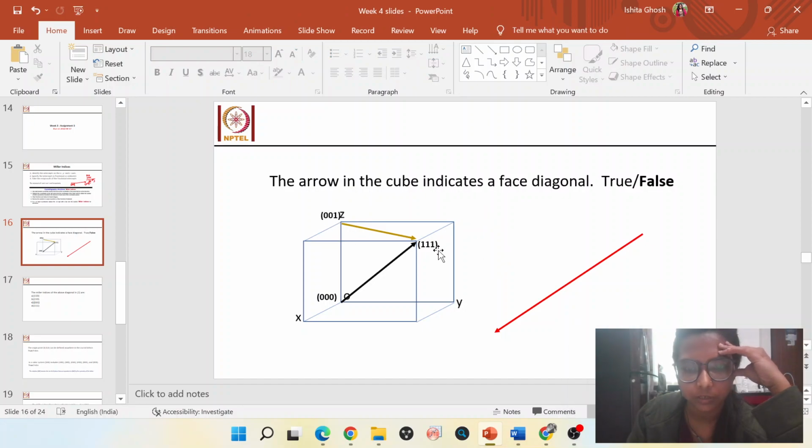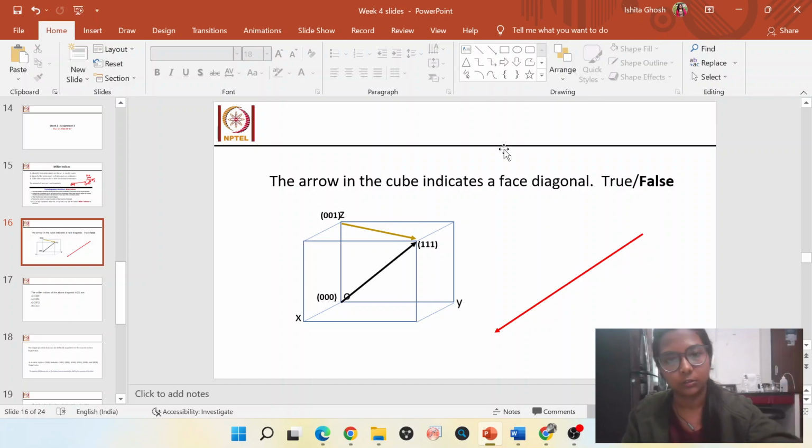So if we subtract this, then what will become? Yeah. So this is 1, 1 and 1. Then 0, 0, 1. If we subtract, so it will be 0, 1, 1. Why are you saying 1 bar?